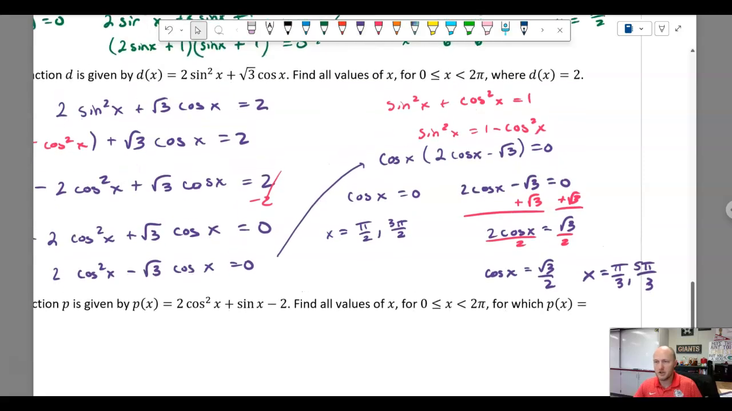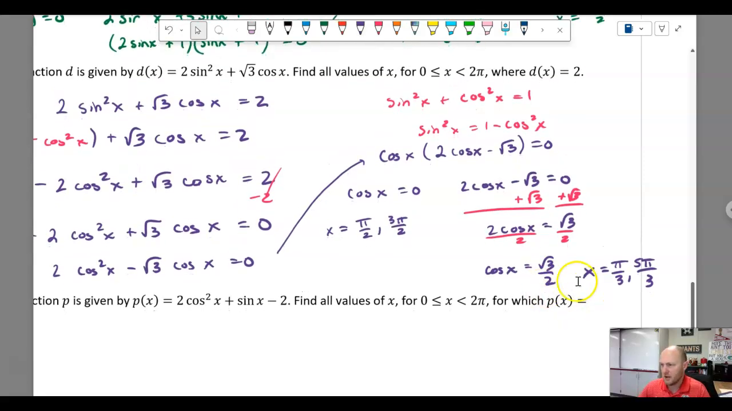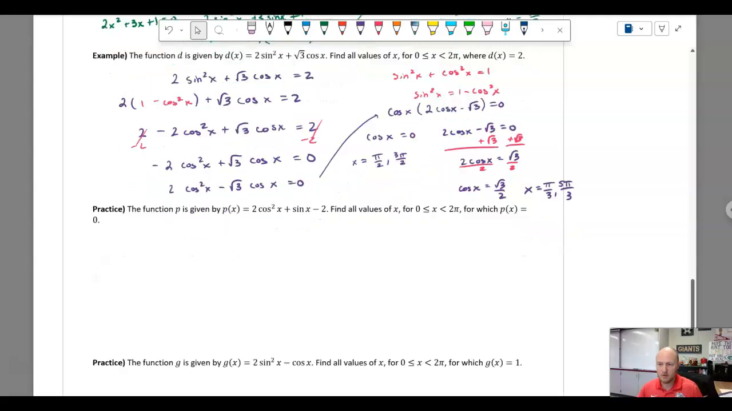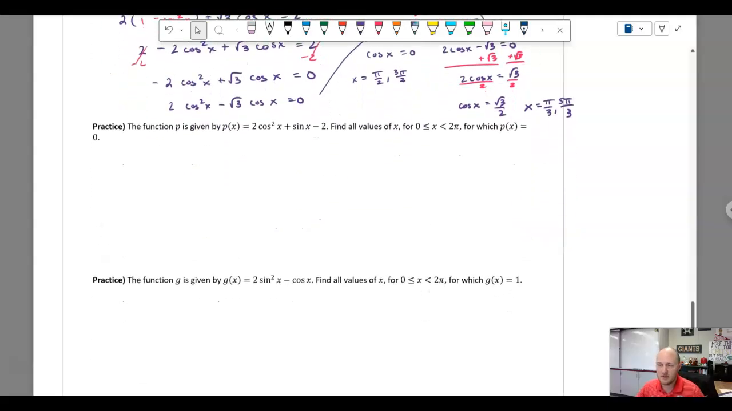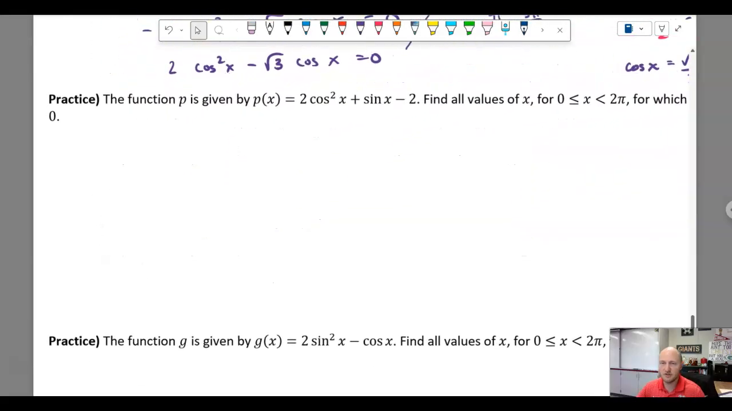Okay, so 2 solutions there, or actually 4 solutions, sorry. Pi halves, 3 pi halves, pi thirds, 5 pi thirds. Okay, all right. That's pretty much it. This is similar to the last lesson. The only thing is we just have to work in our Pythagorean identity. Please pause me. I want you to try this example, and then I'll show you the solution.